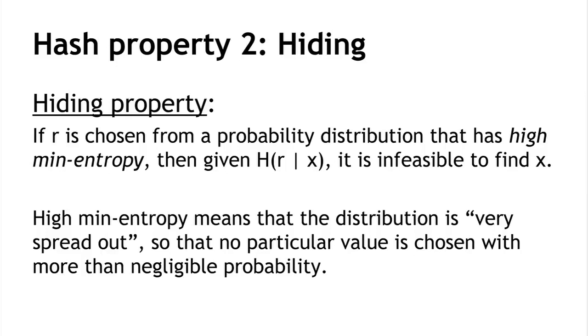and that this will be true in the formally stated property that if r is a random value chosen from a distribution that has high min entropy, then given the hash of r concatenated with x, it's infeasible to find x. And what does high min entropy mean? Well, it captures this intuitive idea that r is chosen from a distribution that's really spread out. And what that means specifically is that there's no particular value that r could have had that would occur with more than a negligible probability.